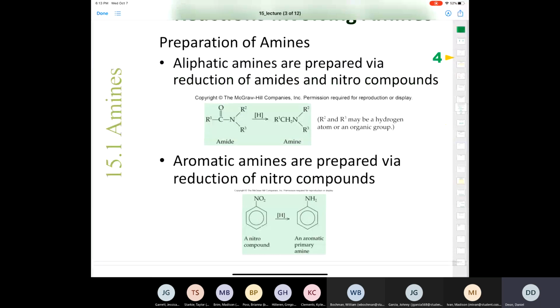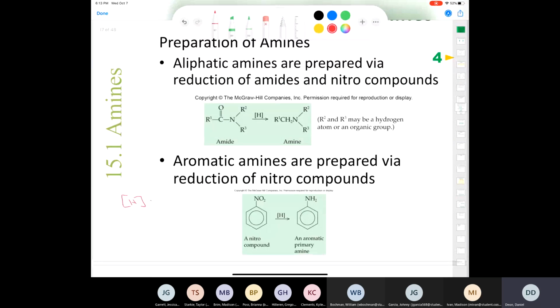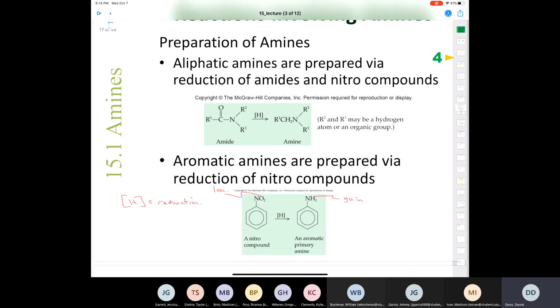Aromatic amines are prepared by the reduction of nitro compounds. Again, when we see the H in brackets, that means the same thing as reduction. And you can see here that we're going to lose those two oxygens, right? And we're gaining hydrogens. And so, therefore, it is apparent that we're reducing that nitro to an amine. So we can take nitrobenzene and convert it into aniline by reduction. So again, you've got to be familiar with these two reactions, which are both reductions, the reduction of an amide or the reduction of a nitro to produce an amine.